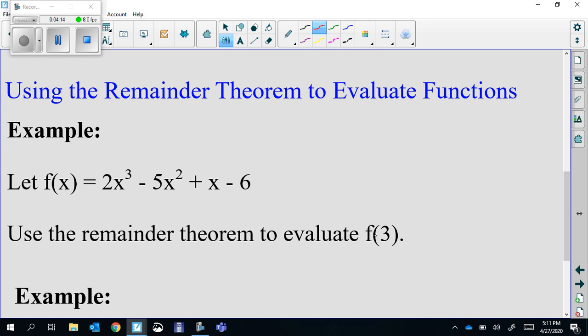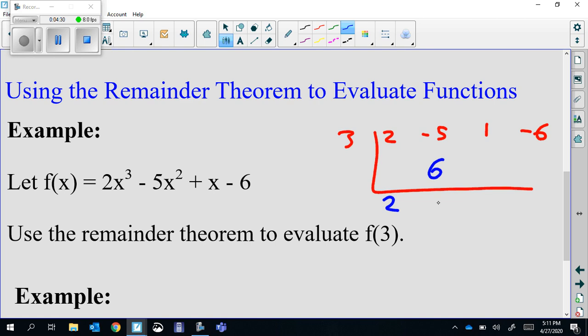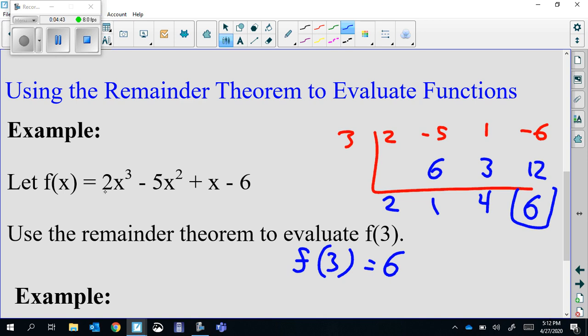So we're going to use the remainder theorem to evaluate f of 3. That just means do synthetic division with 3, and then take our coefficients: 2, negative 5, 1, negative 6. Add and multiply. Add, multiply, add, multiply, add. We get a remainder of 6. So f of 3 is 6. If you plugged in 3 throughout this whole equation, you would get 6.